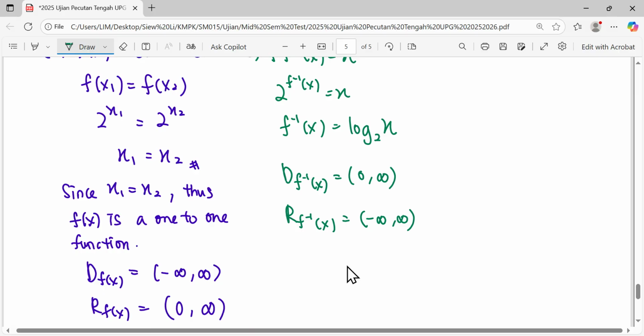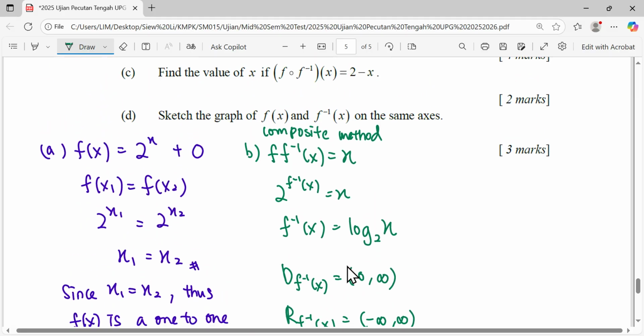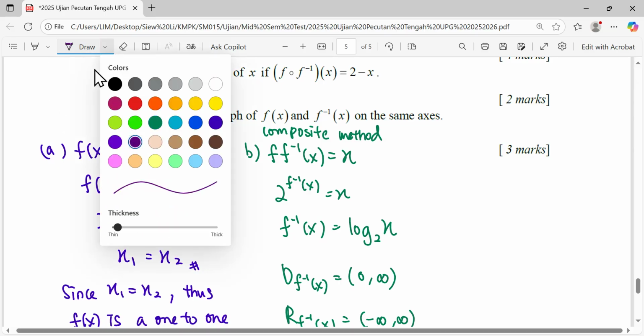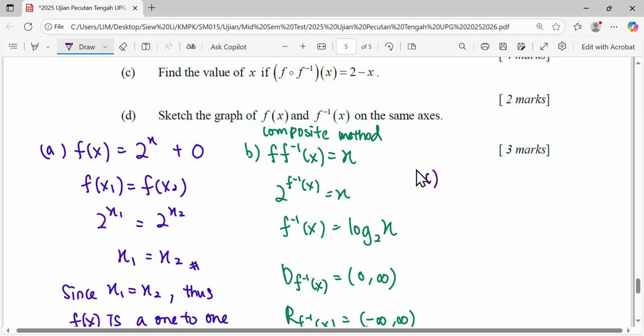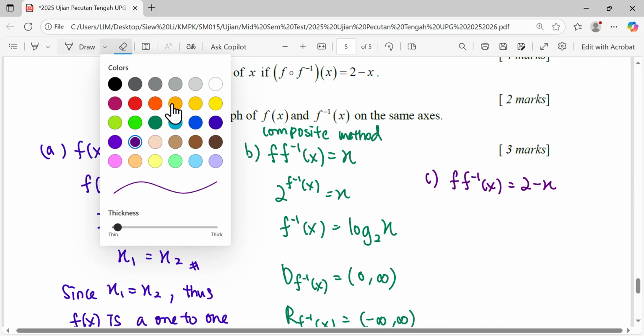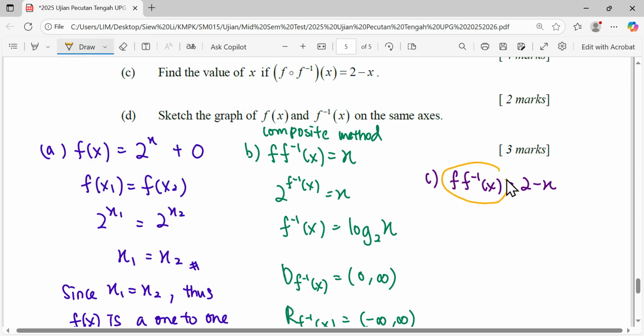Then we move on. Part C asks you to find the value of x, given that f inverse equals 2 minus x. So now they're testing you again. What is f composite f inverse? So f composite f inverse will be equal to x. So for this question we are solving x equals 2 minus x. That's why you can see this is 2 marks. I collect back the x, I get 2x equals 2, x equals 1.